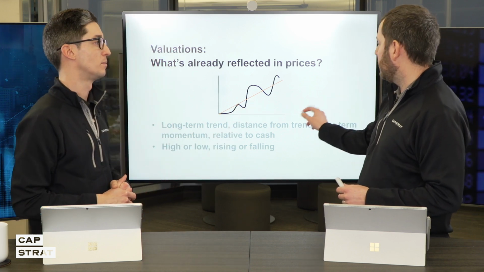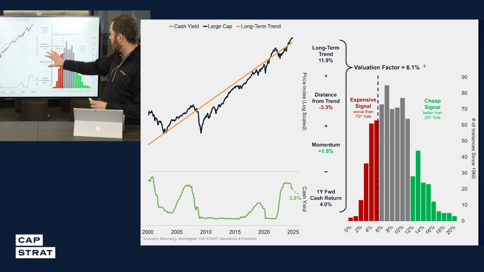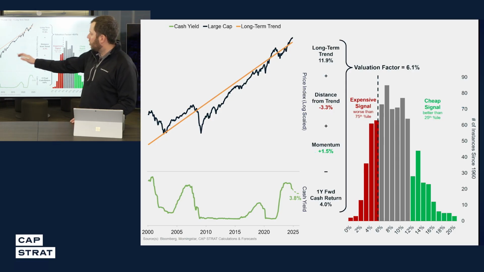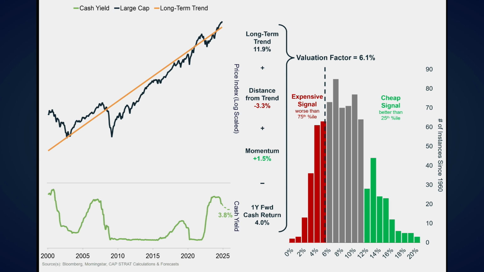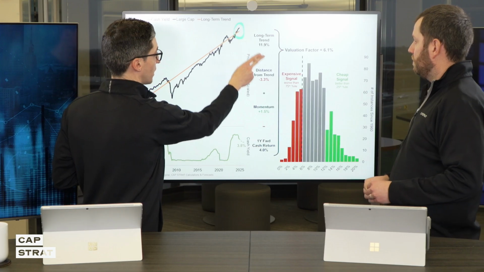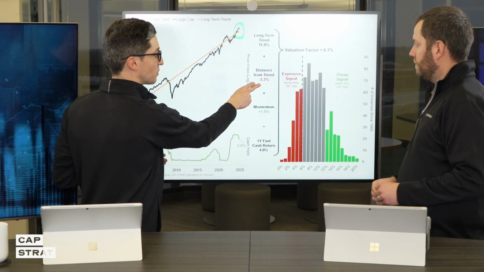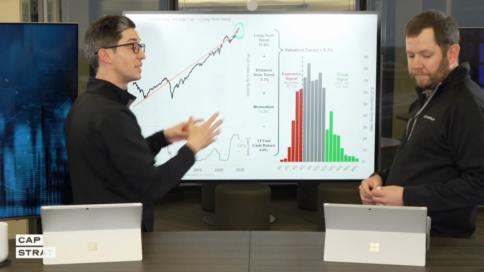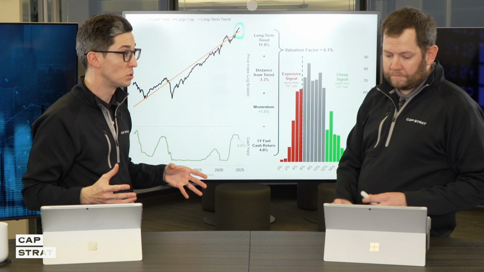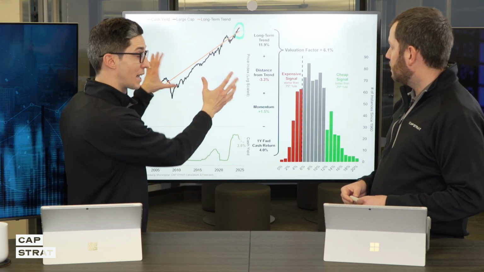Yeah. So if we dive in again for those large caps, you can see some of that displayed here. Long-term trend in the orange line, large cap price returns in the blue line. You can see, to your point, long-term trend 11.9. We are above that long-term trend. Exactly. You would look at this and say, long-term trend 11.9 plus my distance from trend, that's a negative. We're above trend.